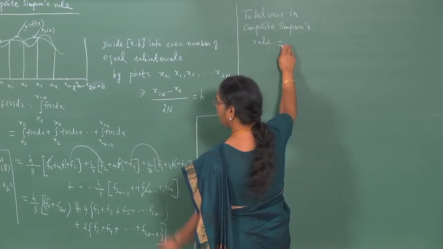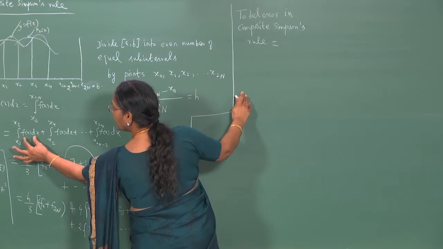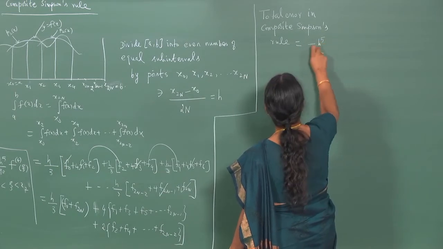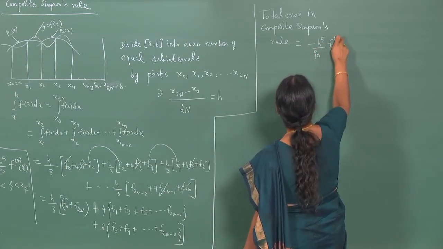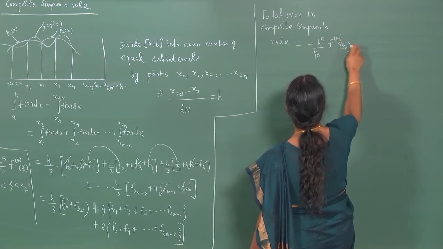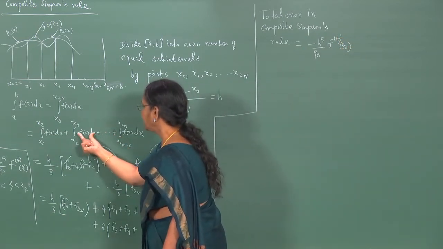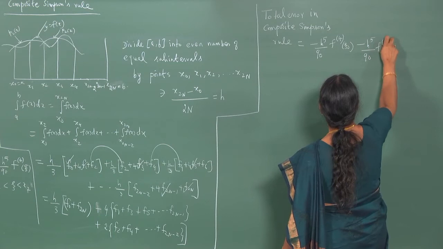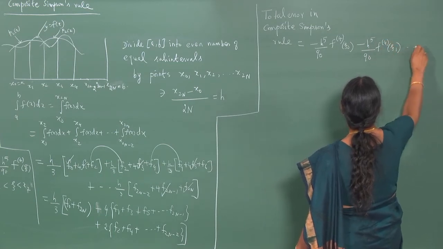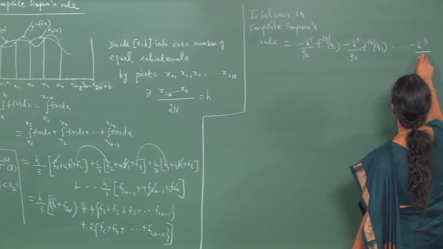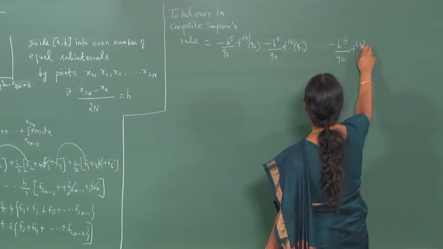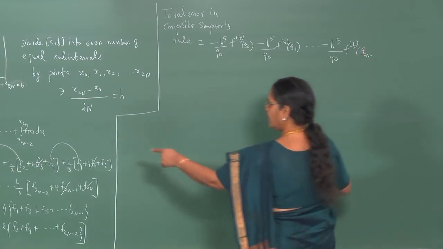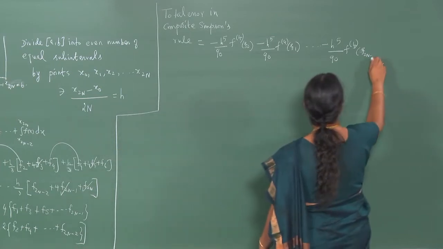It is going to be the error that occurs due to integration in this interval, and that will be minus h power 5 by 90 into the fourth derivative at say some psi naught. Then the error that arises due to this integration, so minus h power 5 by 90 into fourth derivative say at psi 1 and so on, and then from the last integral we will have the fourth derivative appearing at some psi 2n minus 2.